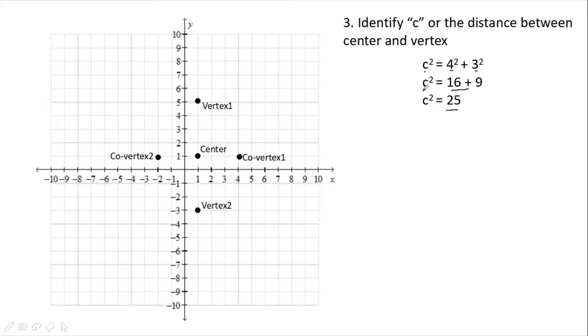For us to determine the value of c, we will just remove the exponent of c by finding the square root of both sides. The square root of c squared is c, and the square root of 25 is 5. So we have c equal to 5.